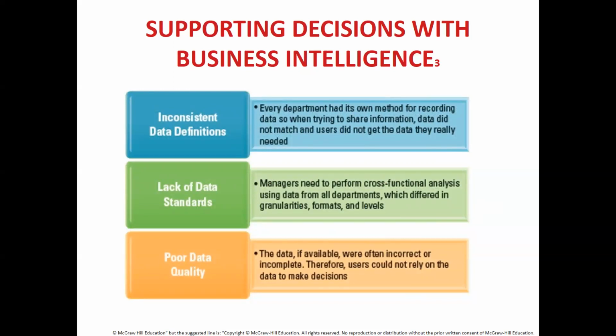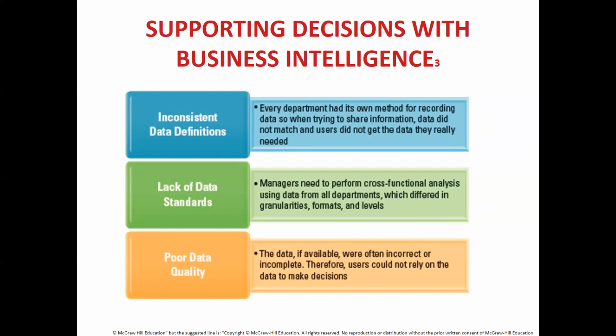So supporting decisions with business intelligence. What happens with business intelligence? You can make decisions on inconsistent data. Now, where does inconsistent data come from? Every department had its own method for recording data. So when trying to share information, data did not match and users did not get the data they really needed. Normally, in a traditional way of analyzing without the use of business intelligence, you wouldn't be able to make a decision because of the inconsistent level of data. Whereas with business intelligence, you can work it out.